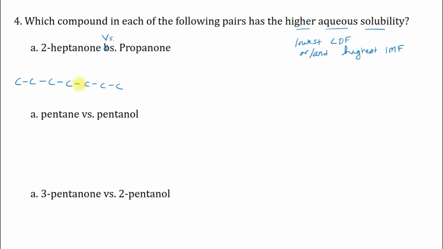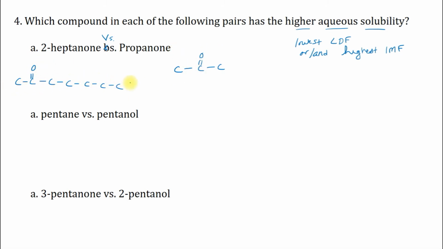1, 2, 3, 4, 5, 6, 7. It says 2-heptanone, so that means the ketone goes on the second carbon. And propanone we've seen several times now. It's just 3. So they both have the dipole-dipole interaction, so that part is the same. That means that they will interact with water to some extent.